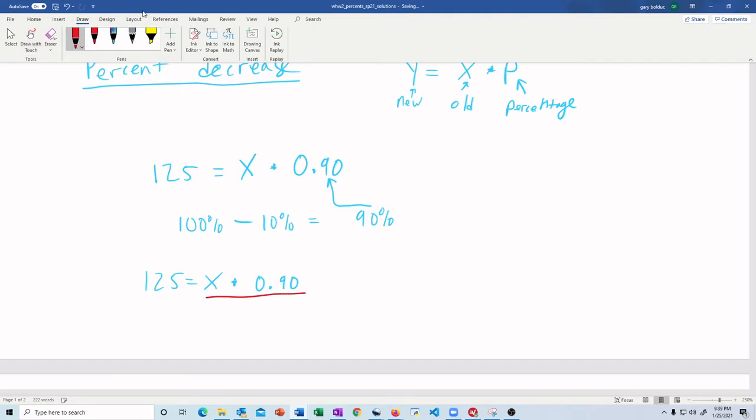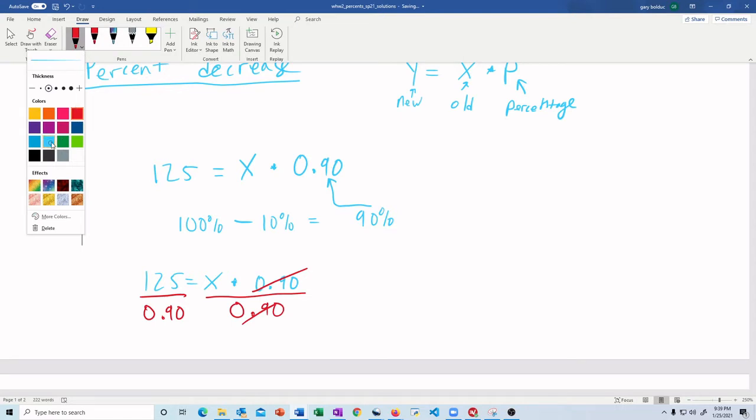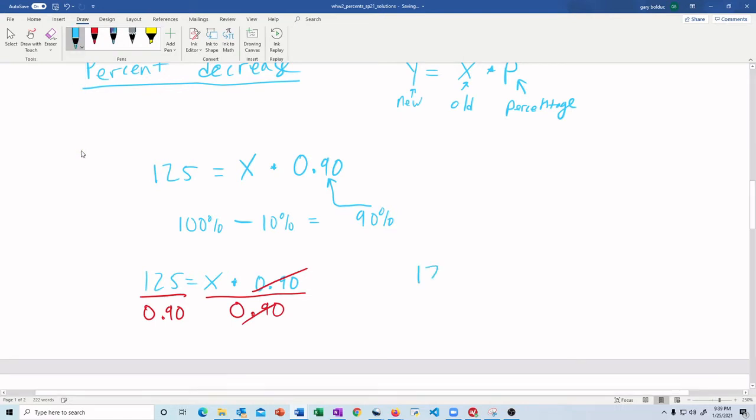I have to divide. And don't forget, you do something to one side, balance, balance, balance, you've got to do it to the other. So what ends up happening? Cancel, cancel. And we're left with, altogether, 125 over 0.9 is X.